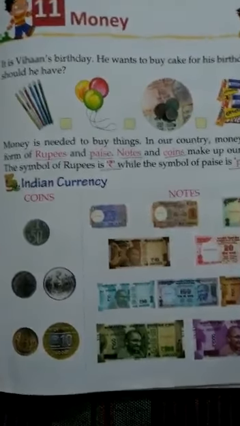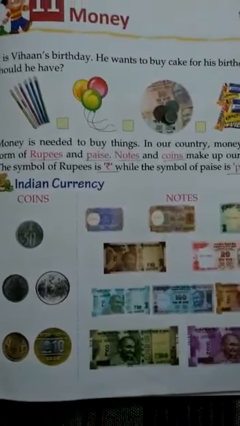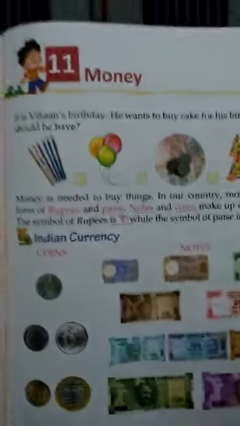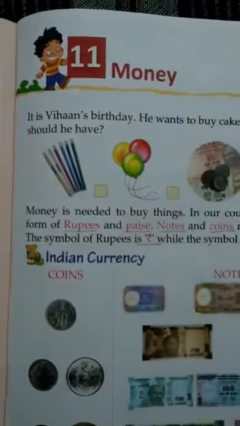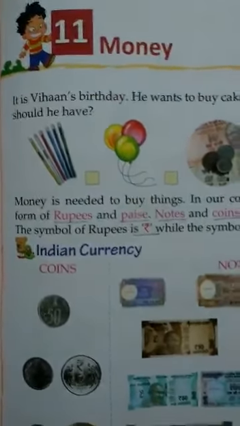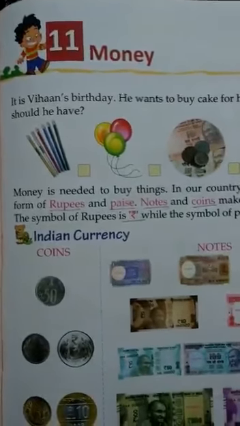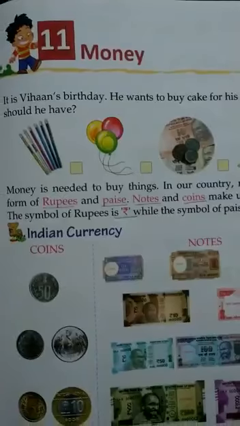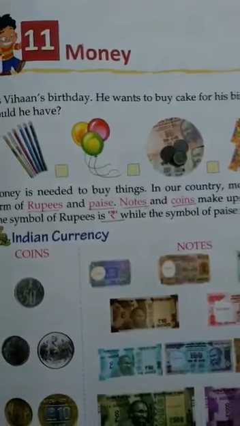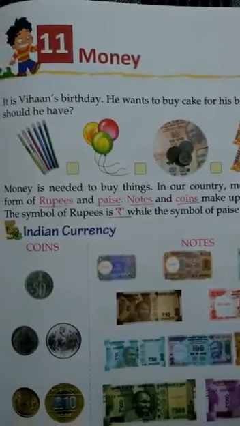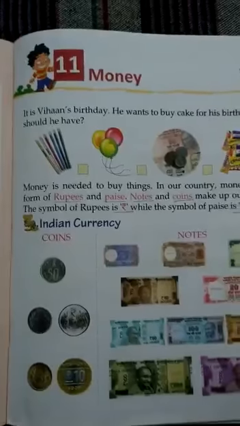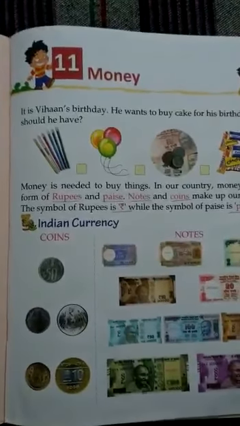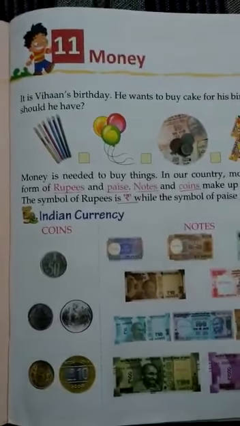Hello students, open your maths book and come to page number 147. Lesson number 11, Money. Today we will learn about money. So what is money? Money is the means of paying for something. If you want to buy something, you have to pay money for that. Money gives you purchasing power.